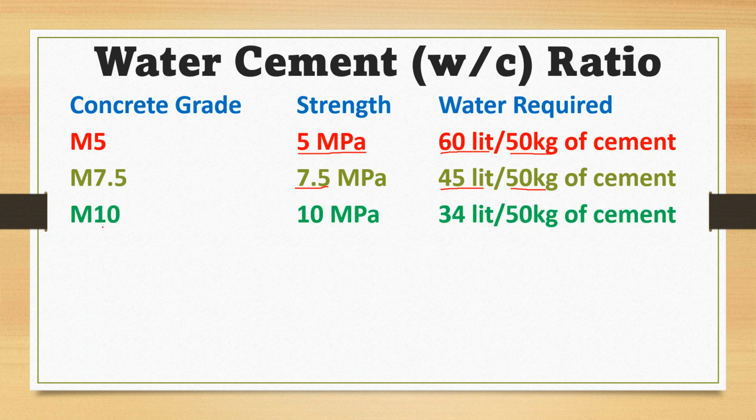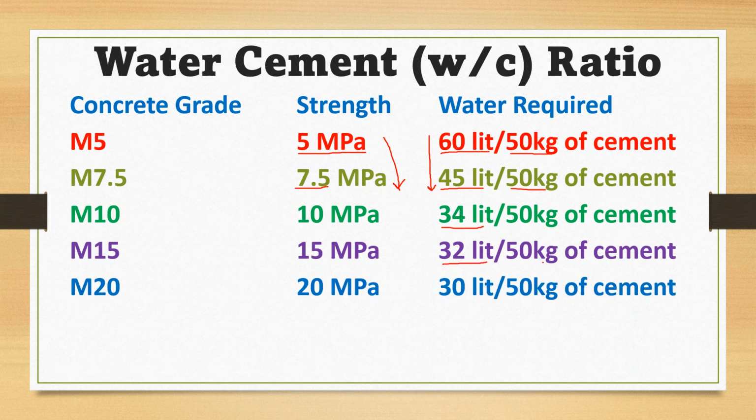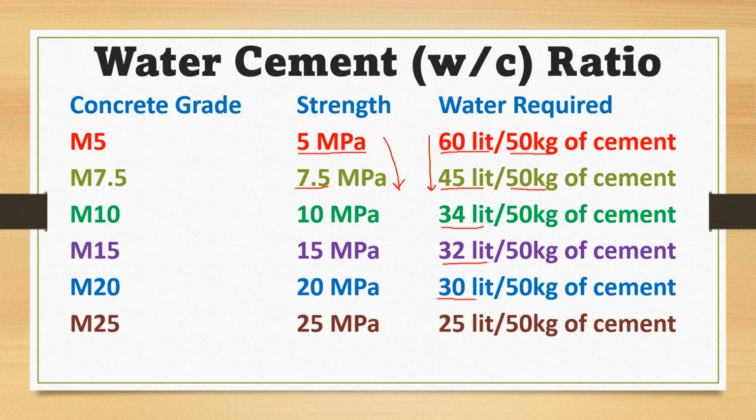It means we are decreasing the content of water with the increasing strength of concrete grade. So for 10 megapascal concrete or M10 grade concrete, we will need 34 liters of water for 50 kg of cement. For M15, we will need 32 liters of water for 50 kg of cement. For M20, we will need 30 liters of water for 50 kg of cement. And for M25 grade concrete, we will need 25 liters of water for 50 kg bag of cement.